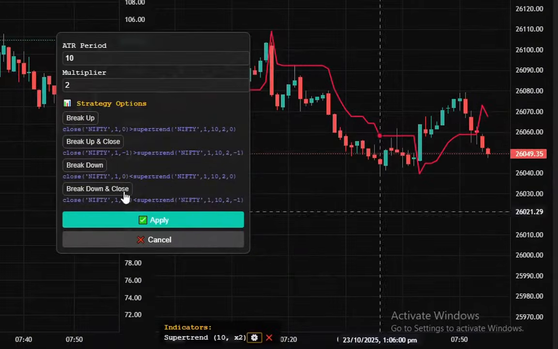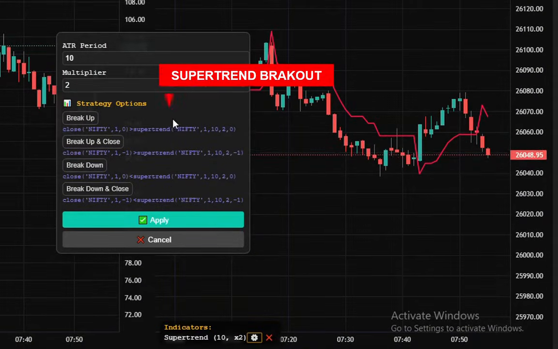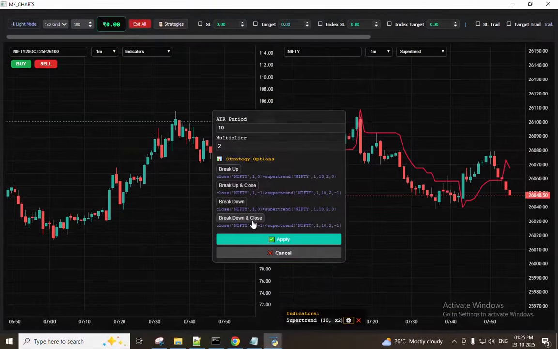Hi everyone, in today's video I am going to show you how to automate the Supertrend strategy directly from the chart. And the best part is you don't have to write a single line of code. Here I have opened two charts, one for strike and another for Nifty, both on a 1 minute time frame.